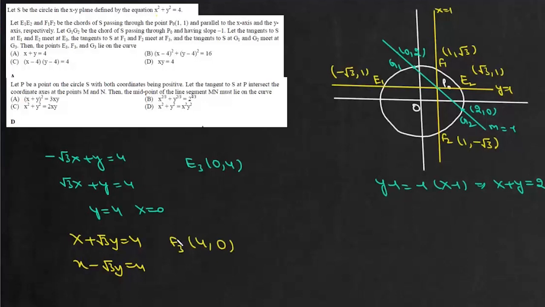It says tangents at G1 and G2 meet at G3. Now G1, G2, they are here, right? So this point of intersection will be simply (2, 2). So this G3 is (2, 2). And these three points are collinear and they lie on the line x plus y equals 4. So the answer to this question is option A, x plus y equals 4.